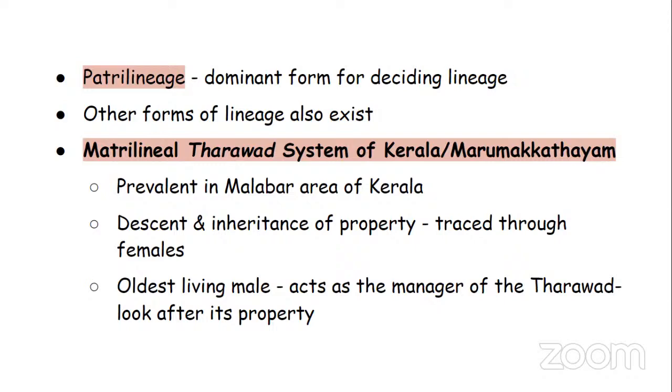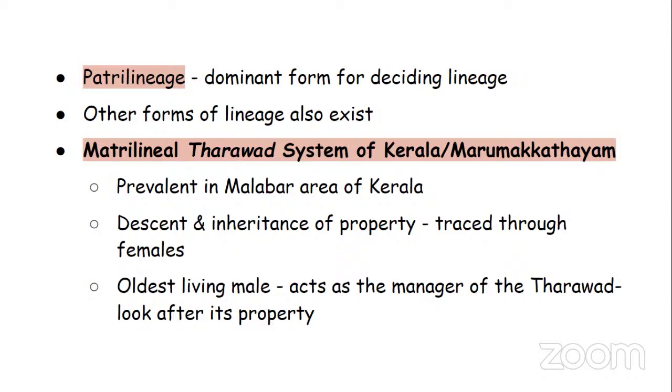In this system, the descent and the inheritance of property were traced through females. Unlike in patrilineal systems, in this matrilineal Tharavadu system, the property was handed over from one female to another. The oldest living male member in the Tharavadu acts as the manager of the Tharavadu and looks after its properties. That was the role of the oldest living male in matrilineal Tharavadu systems.